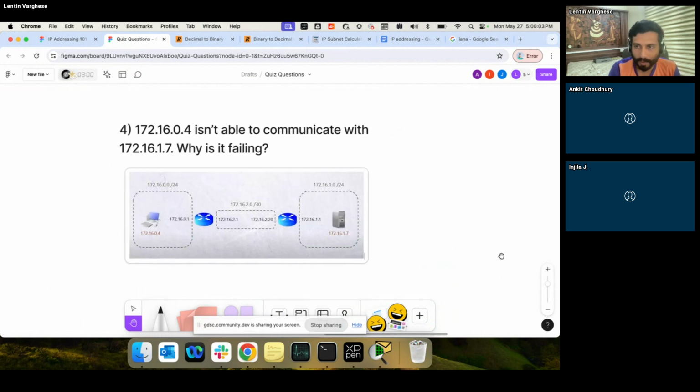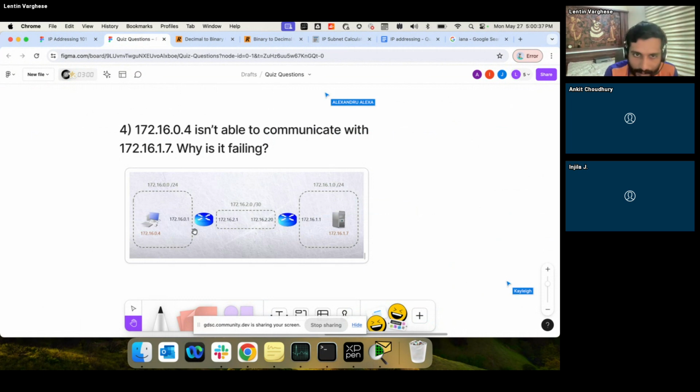Now, here is a network. I have a network here. It's a 0.0/24 network, a 1.0/24 network. Now, I haven't mentioned it earlier. To enable communication between two different networks, we use a layer 3 device called a router. I'm sure you have heard this term, home router, right? What ISPs give you. It essentially does this. It enables communication between two different networks.